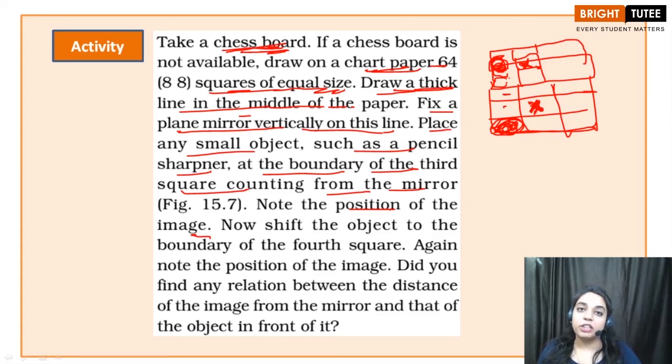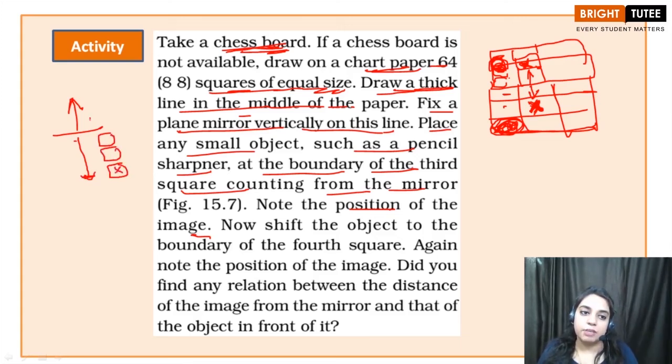So children, what we can conclude from this activity is that the image is formed exactly as far behind the mirror as the object is in front of it. Okay, I hope you would have understood. Suppose we have placed the object in the third square, then the image will also be obtained in the third square behind the mirror. So the distance at which the object is placed and the distance at which the image is obtained are equal.